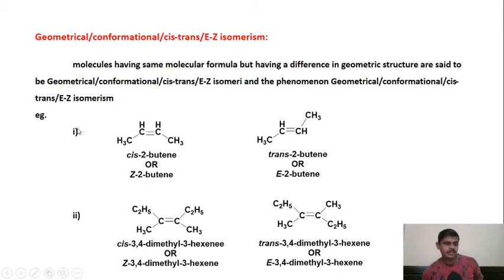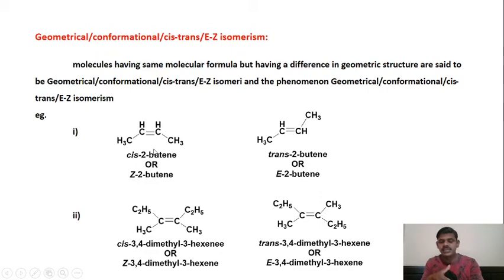Now the example. Cis-butene: this is an alkene as a double bond is present, and there are 4 carbons, so it is butene. Suppose this is the double bond, and one CH3 group is attached here and another CH3 group is attached here, and both are coming towards you. This group is coming towards you, and this group is also coming towards you. So this is cis-butene or Z-butene.